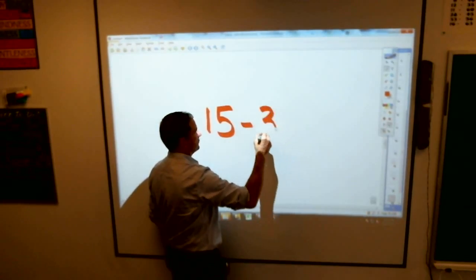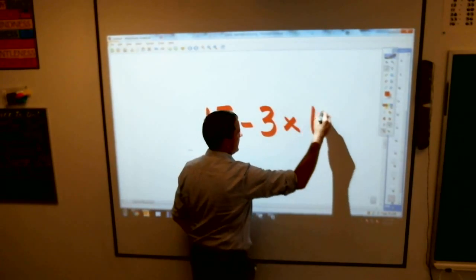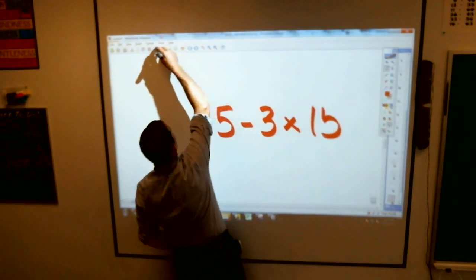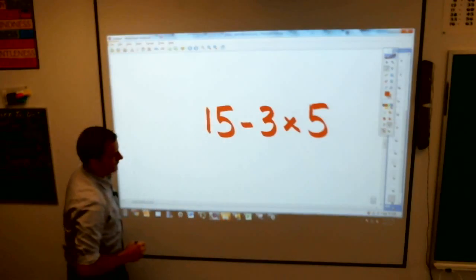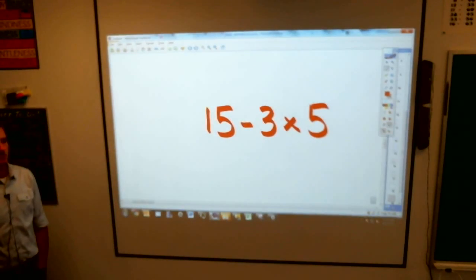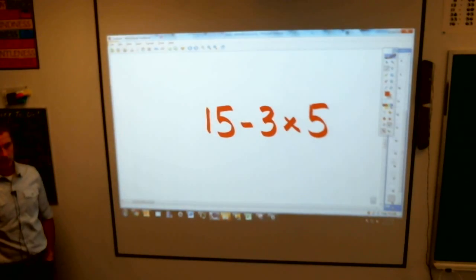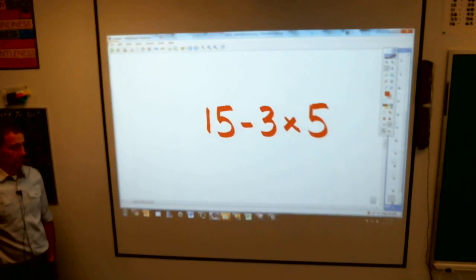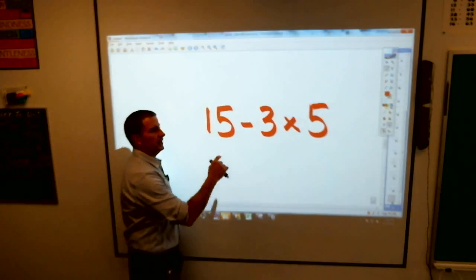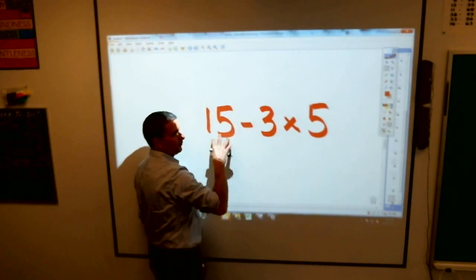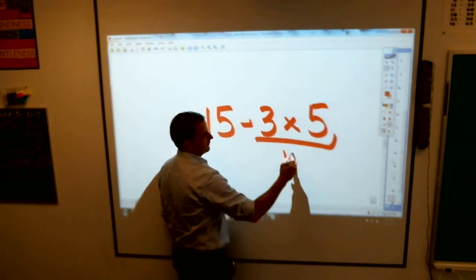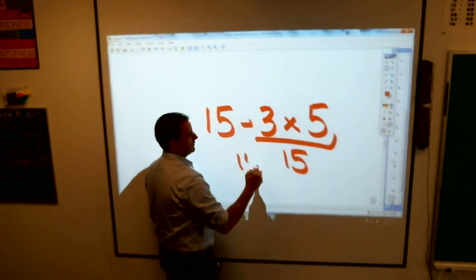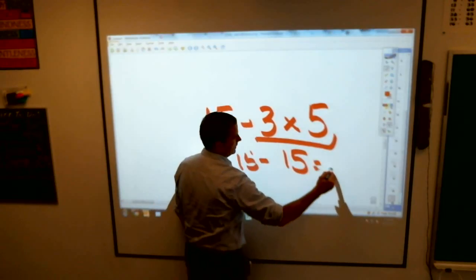If you have 15 minus 3 times 5, what do you suppose the answer is? Please excuse my dear Aunt Sally. Lauren? 0. It is 0, because order of operations says multiplication and division come before addition and subtraction. You actually have to do this first. 3 times 5 is 15, and 15 minus 15 is 0.